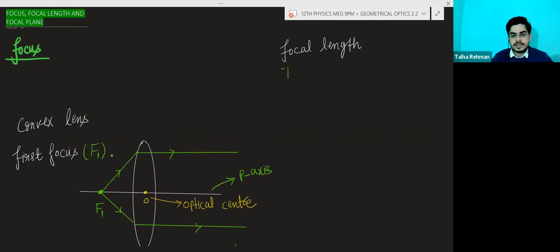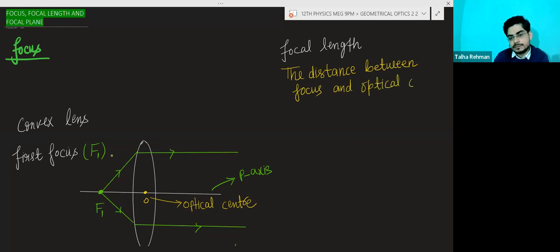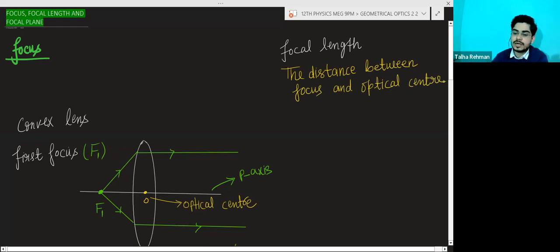So you can write the distance between focus and optical center is focal length. Focal length can be negative, focal length can be positive. We will discuss.